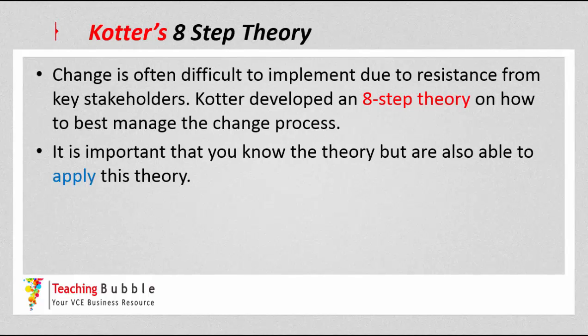In this video, we're going to look at Kotter's 8-step change theory. So we've spoken about how difficult it can be to implement change due to resistance from key stakeholders, and employees being one of the main stakeholders that will resist change if it's going to affect them, and more often than not, it will. So Kotter developed an 8-step theory on how to best manage the change process to really help an organization implement change successfully.